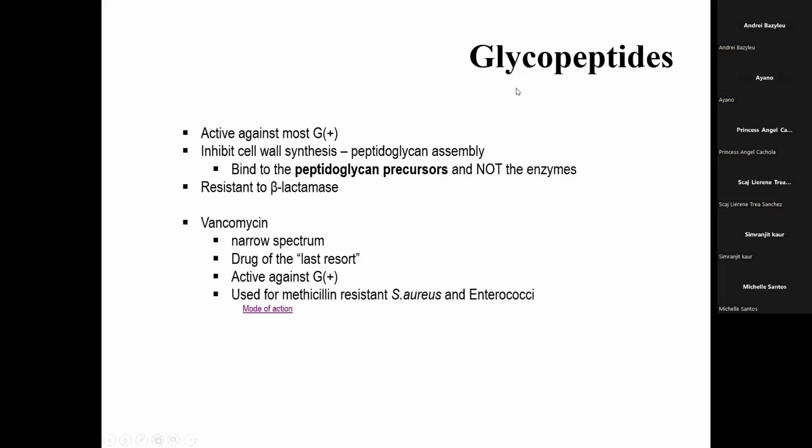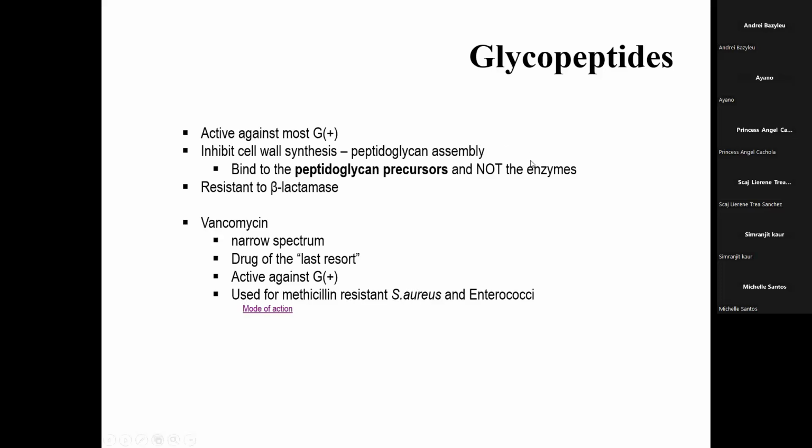But anyway, the next class we will look at are the glycopeptides. One easy way to memorize what glycopeptides are is that they are, in a way, similar to beta-lactams. They're not the same, it's a different class, but they also inhibit the growth and proliferation of bacteria by inhibiting cell wall synthesis. The same peptidoglycan assembly is inhibited by glycopeptides, just like beta-lactams, and they're mostly effective against gram-positives. But glycopeptides use a different mechanism than beta-lactams.